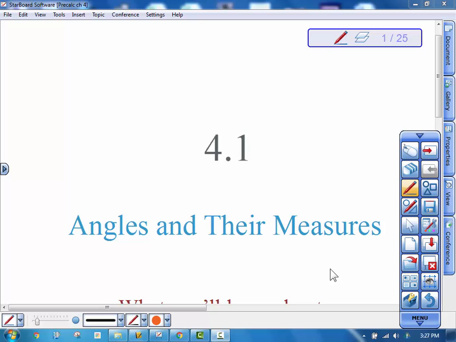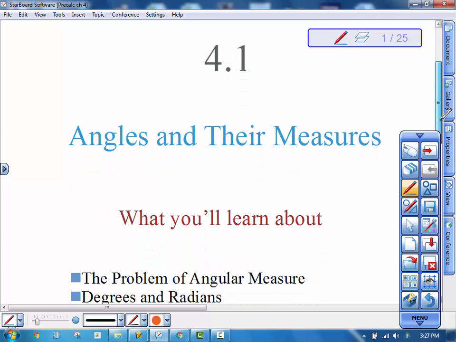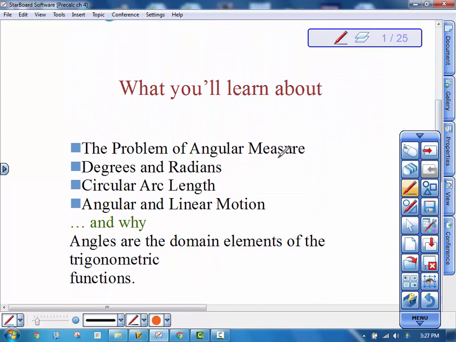Okay, the next section is 4.1. So we're talking about trigonometry now in this chapter. Start with angles and their measures. So we'll talk about angle measure, both in degrees and radians, arc length, and a little bit of angular and linear motion.